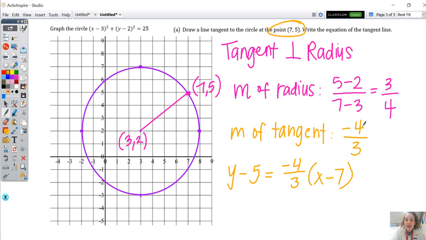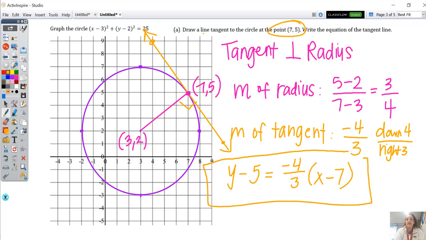If my slope is −4/3, I'm going to start at my point (7, 5), and I'm going to go down 4 units and then to the right 3. So I'm going to start at that point and go down 1, 2, 3, 4 over 1, 2, 3. It's off the grid. That's okay. And then I'm going to go in the opposite direction. I'll go up 4, 1, 2, 3, 4 over 3, 1, 2, 3. And so now I can connect those points. And here is the tangent line. It creates a right angle with my radius. And here's the equation in point-slope form.